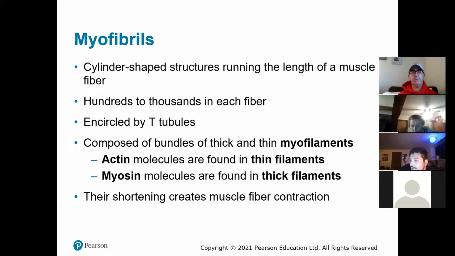The myofibrils are the ones that are composed of thick and thin filaments. So it's alternating thick, thin, thick, thin, thick, thin. The thin ones are composed of actin. The thick ones are composed of myosin. So actin and myosin are just proteins, right? And you just have a strand of actin proteins, then a strand of myosin proteins, another strand of actin, another strand of myosin. And when these myofibrils shorten, that creates muscle fiber contraction because all of the myofibrils within a muscle fiber get shorter. That muscle fiber gets shorter. A certain amount of muscle fibers within a fascicle get shorter, so the whole muscle gets shorter.